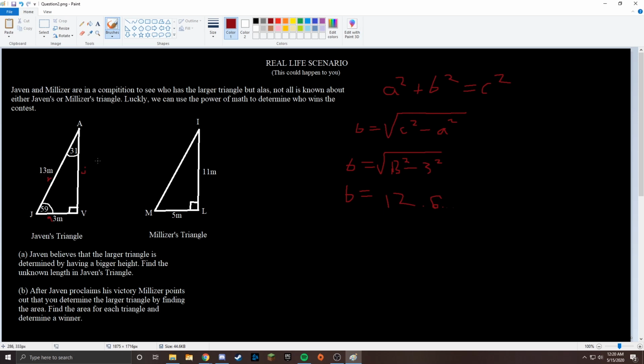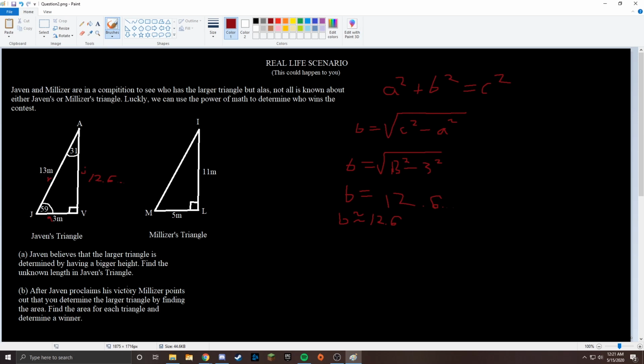So we know that this is 12.6 and some more, approximately 12.6. It's an easier way to write it. So we now know the unknown length, which was 12.6. So we know that Javen believes he won the contest, but he didn't. So now that information will help us solve part B.